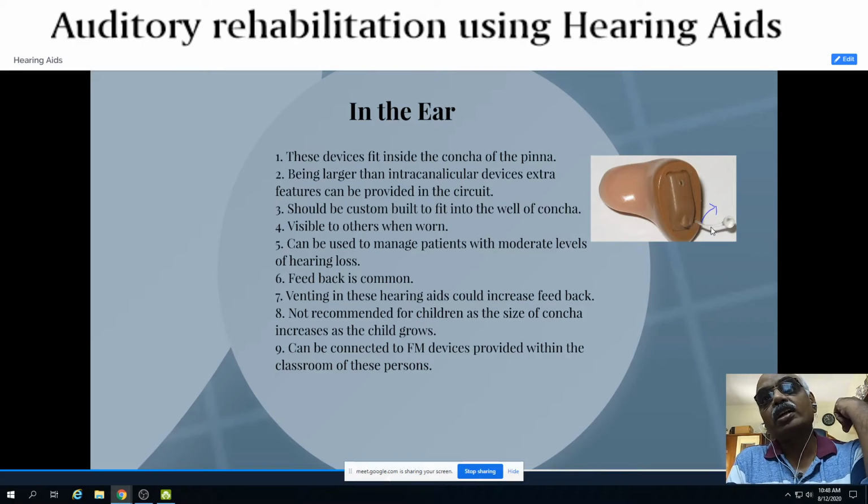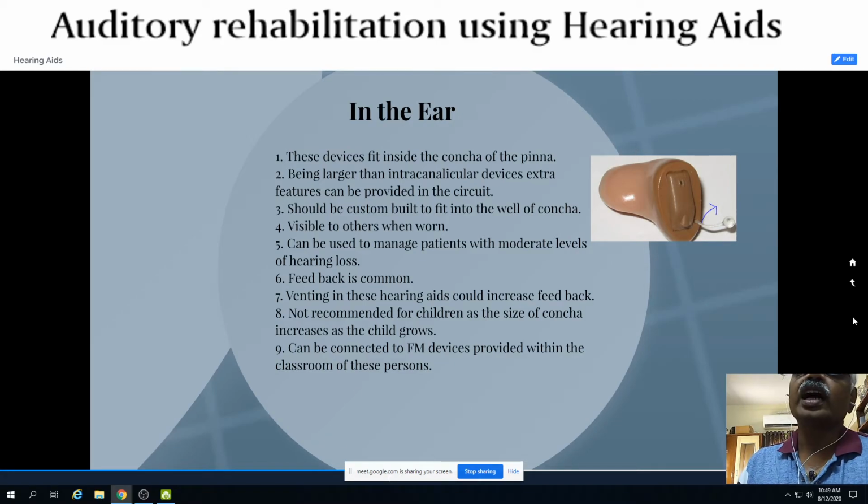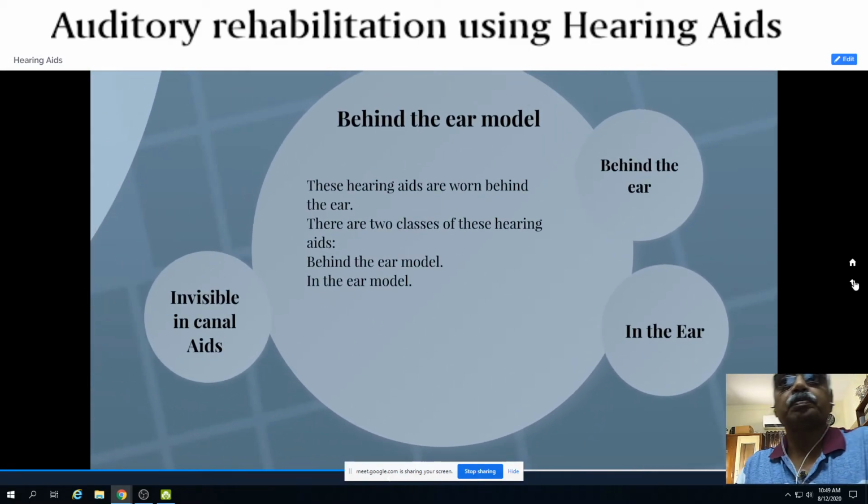And mind you, this is not recommended for children because the size of the concha and the external auditory canal keeps increasing as the child grows. You cannot keep changing the hearing aid every 6 months or 1 year because it's very expensive. This hearing aid can be connected to FM devices within the classroom to get advantage. The student who is using this intracanalicular hearing aid can attend the class and clearly hear what the teacher is saying via assisted devices like FM devices.